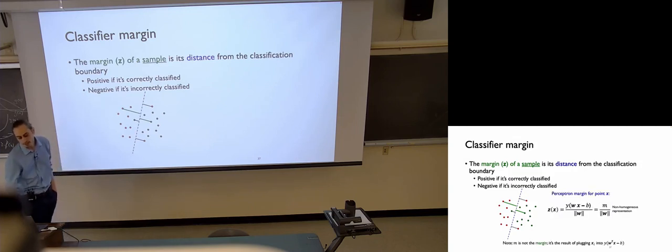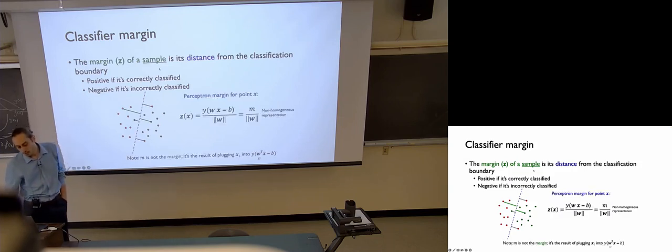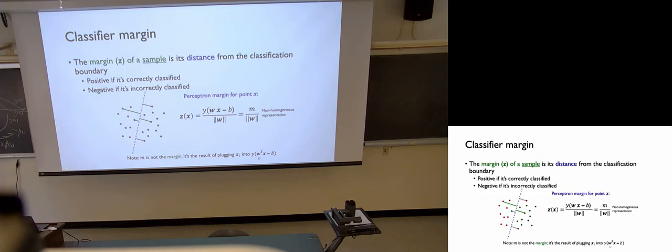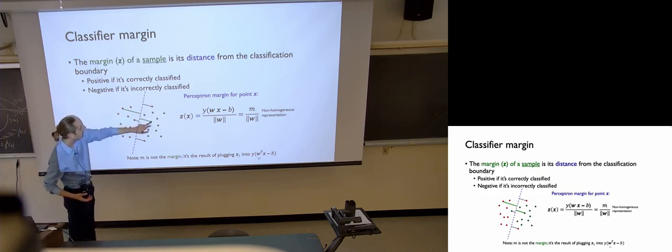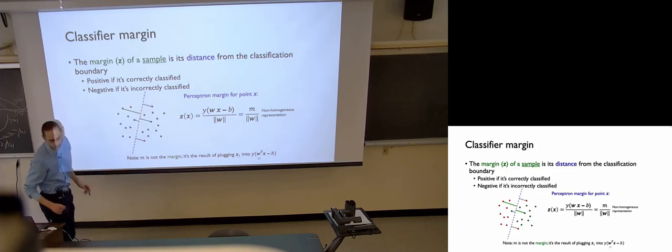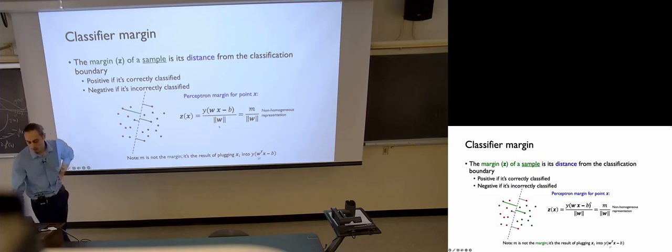And the classifier again. So the margin of a sample is what we were talking about earlier. It is the distance from the classification boundary. Again, it's positive if it's correctly classified, and negative if it's incorrectly classified. So this is the margin from each data point to the classification boundary. These distances, and for the perceptron, this gives us this equation. So again, from the last time, this is the distance from the margin of the classifier. This is equal to m over w if we have a homogeneous representation.